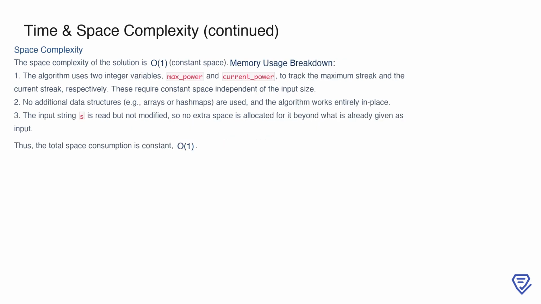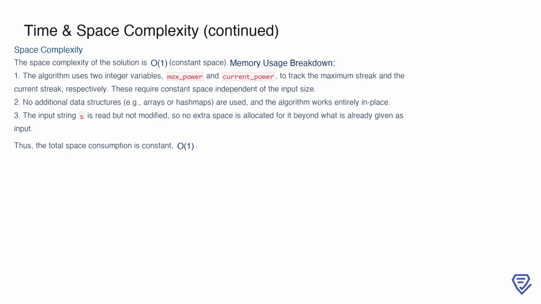The space complexity of this solution is O(1), meaning it uses constant space regardless of the size of the input string. This is because the algorithm relies on only 2 integer variables, max_power and current_power, to track the maximum streak and the current streak of consecutive characters.